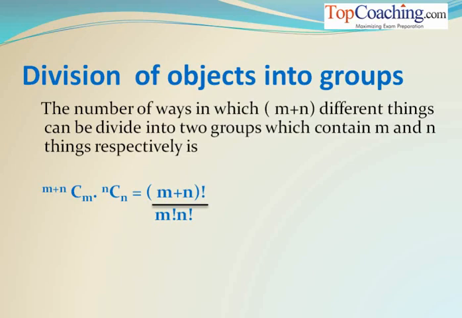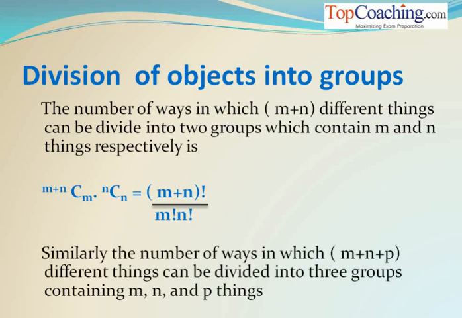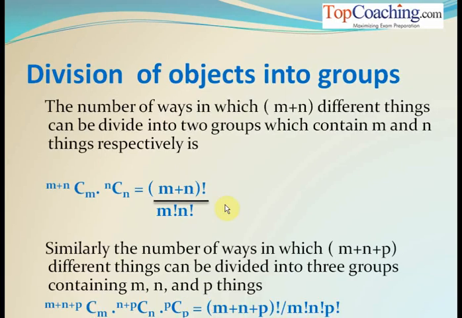Similarly, if the number of things be m plus n plus p and they are all different, the number of ways in which they can be divided into three groups containing m, n and p things is (m+n+p)Cm into (n+p)Cn into pCp, and that is equal to (m+n+p)! divided by m! into n! into p!.